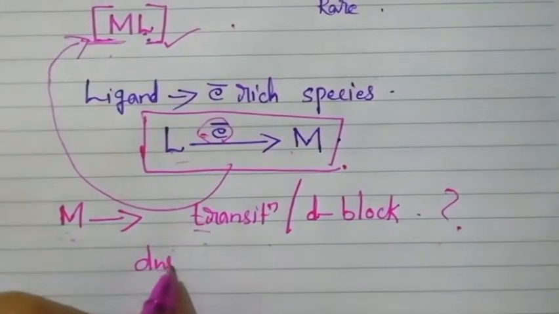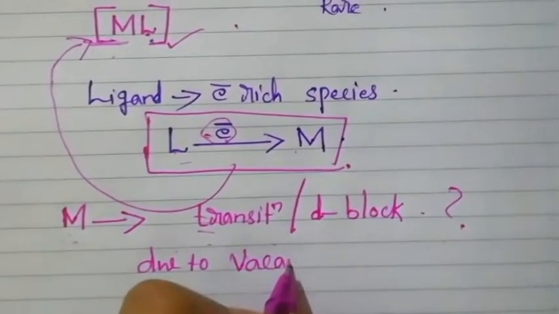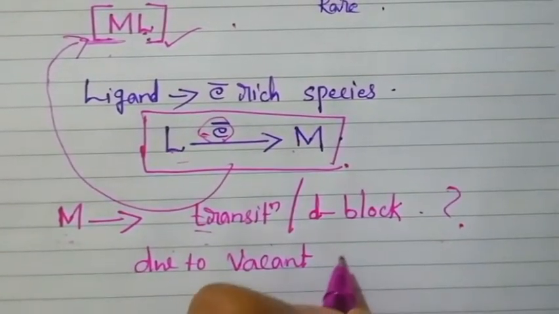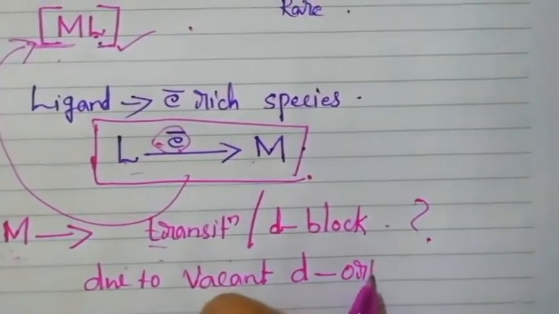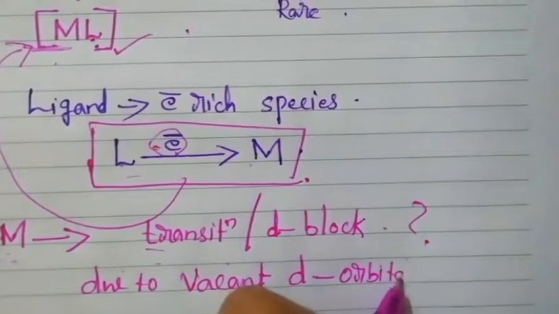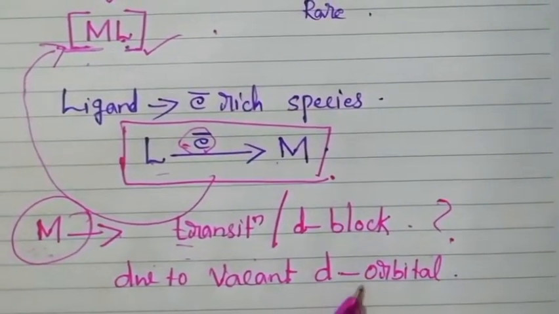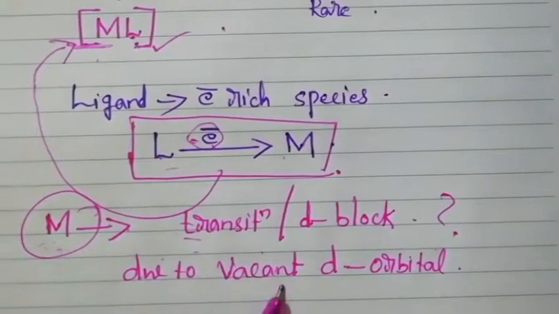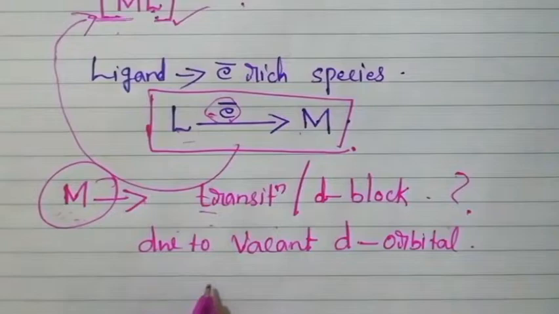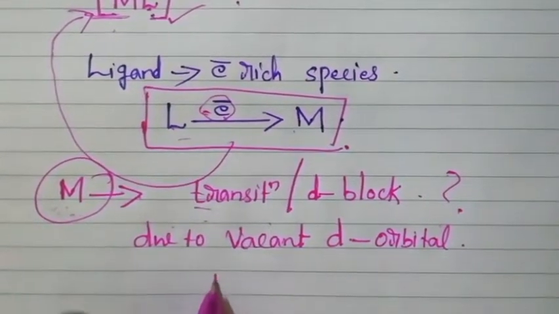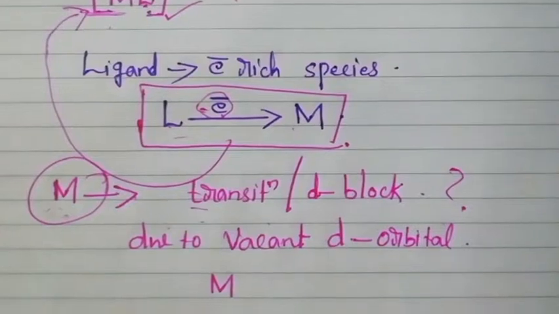Then why do we prefer only transition elements? That is due to the presence of vacant d orbitals in the transition metal. D block elements consist of vacant orbitals. To those vacant orbitals, the ligand donates electrons, and that's why they can be used in coordination compounds.